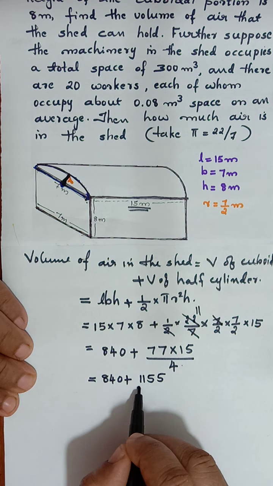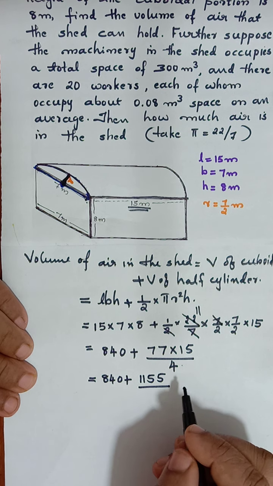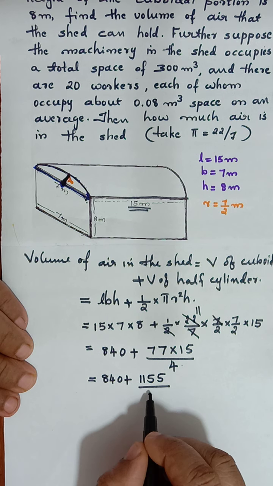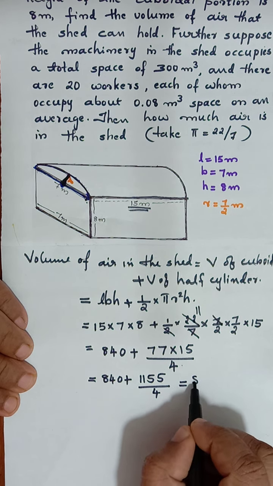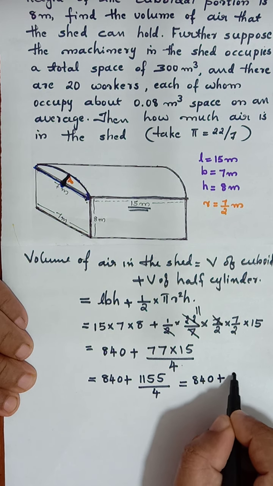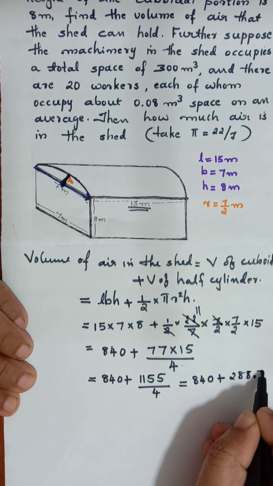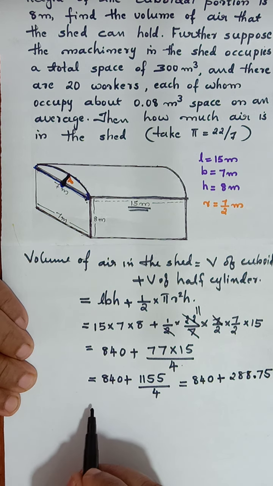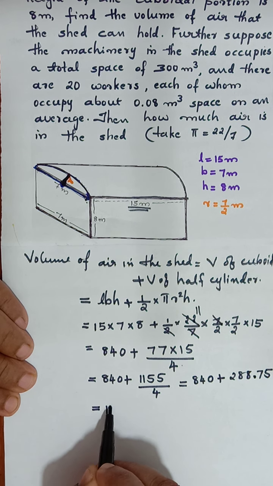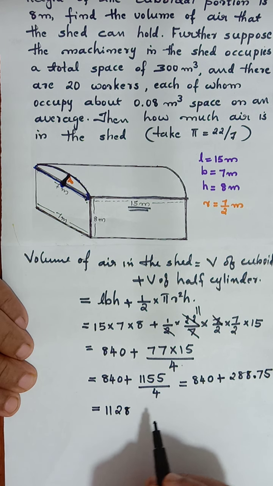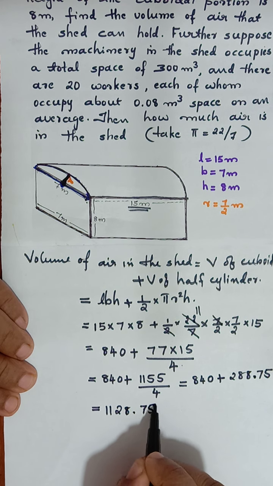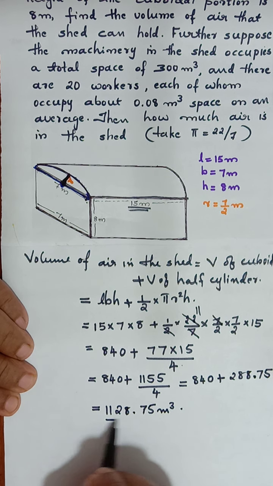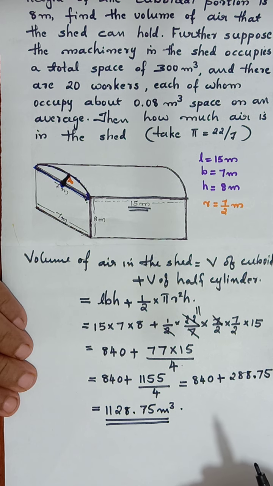This becomes 1155 divided by 4. That's equal to 840 plus 288.75. Let us add these two. While adding, we are getting 1128.75 meter cube. That is the volume of air inside this, that is the capacity actually of the shed.